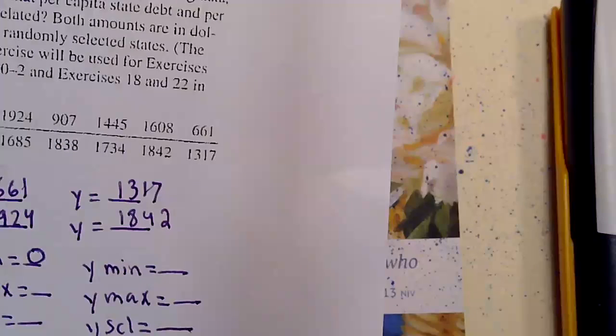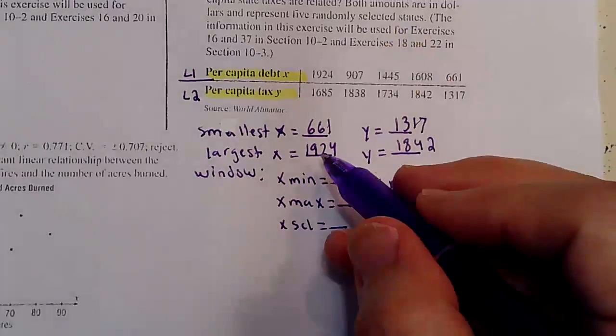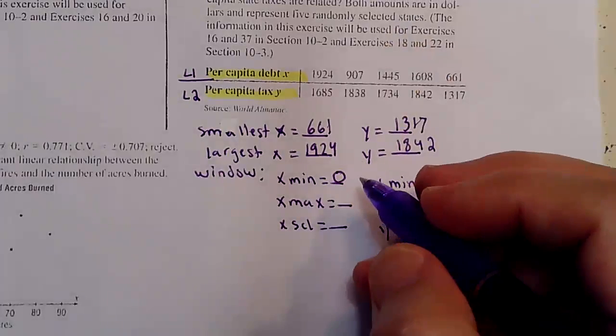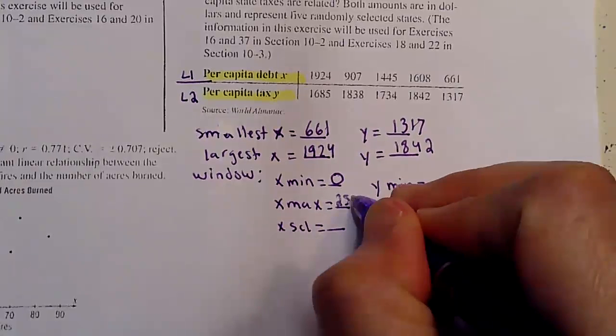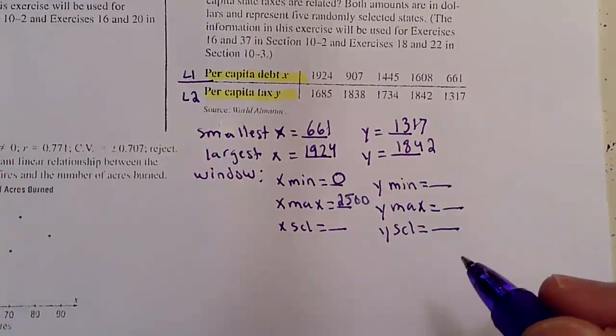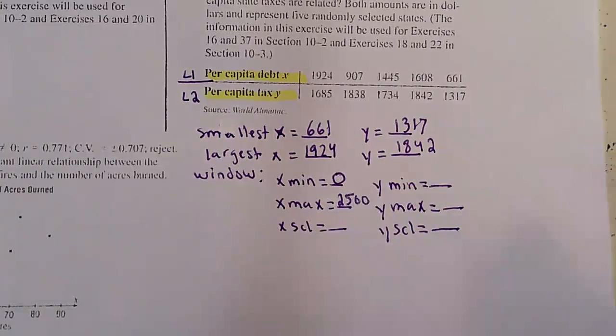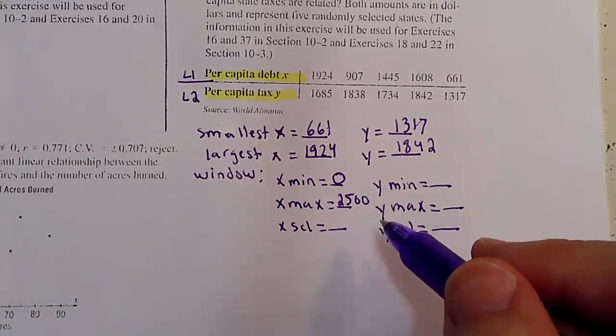And that's okay. Something bigger than the biggest X, 1924. So you can put like 2500. Okay. 2000 is just cutting it short. You want to be kind of generous with your extra amount. So 2,000 is, I guess it's okay, yeah, but I'm going to just do 2,500, be generous with my space.